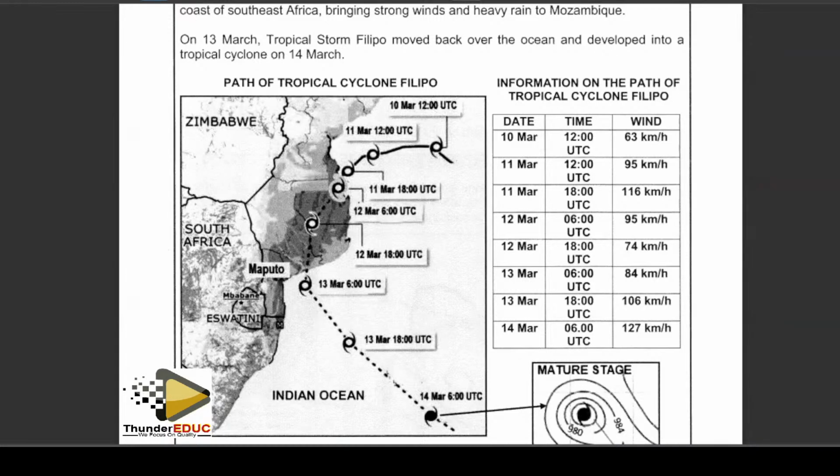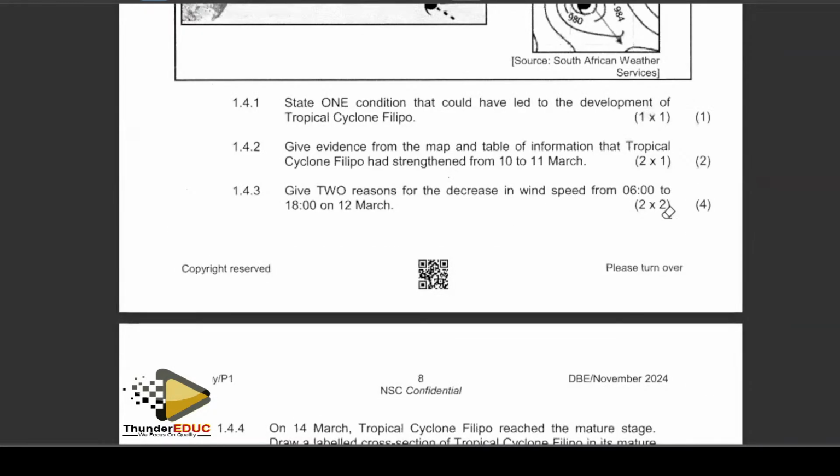Right, the question is based on a typical tropical cyclone which affected Mozambique, made landfall in Mozambique on the 12th of March and strengthened on the coast of Southeast Africa, bringing strong winds and heavy rain to Mozambique. On March 13, tropical storm Filippo moved back over the ocean, developed into a tropical cyclone on 14 March. Right, the infographic here is everything. State one condition that could have led to the development of tropical cyclone Filippo.